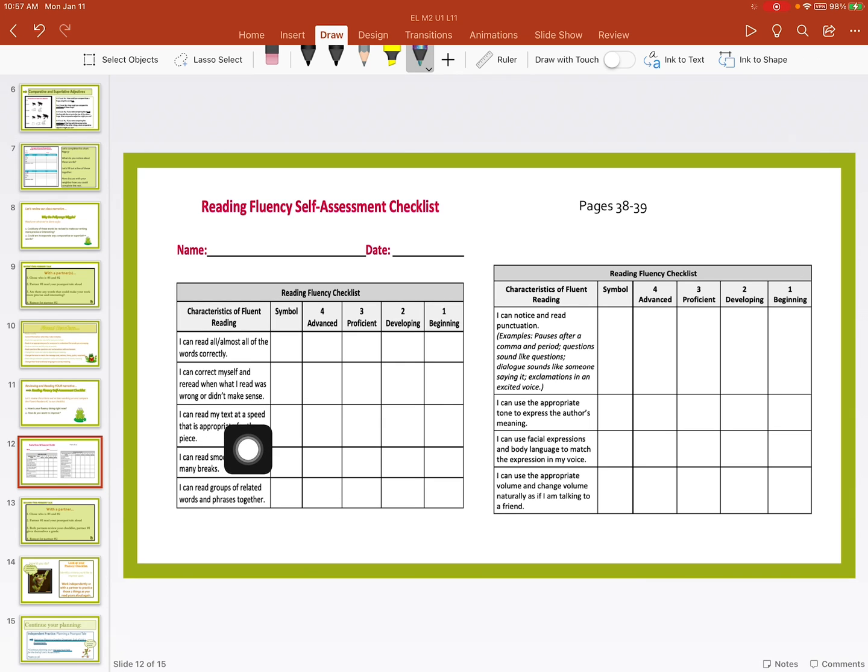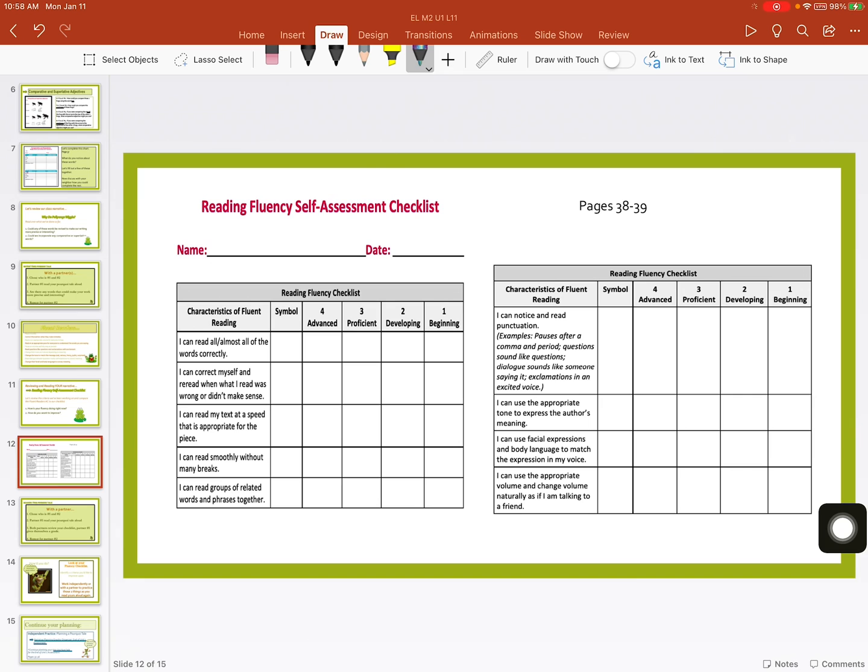I can read my text at a speed that is appropriate for the piece. If you're doing that all the time, 4. Most of the time, 3. Some of the time, 2. 1, not really. I can read smoothly without many breaks. Go ahead and give yourself a score. And I can read groups of related words and phrases together. Where do you fall? 4, 3, 2, or 1?